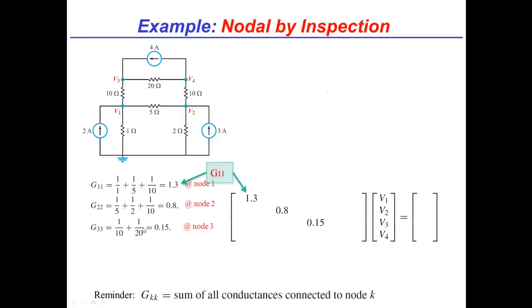How about the fourth one? 1 over 20, 1 over 10. That's right. And so you see, you've now got all your diagonal values populated.